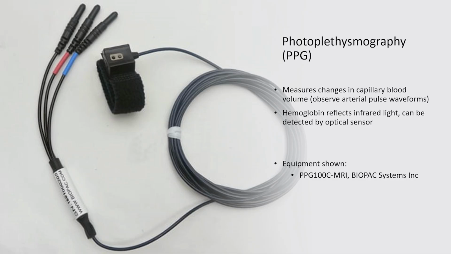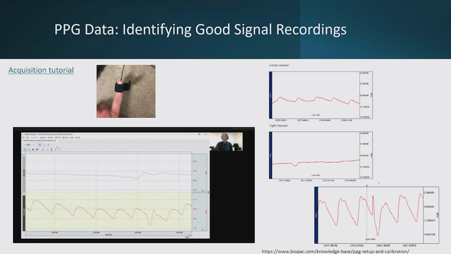And then the second thing I'll talk about is the PPG. So this is an example, again, of the BioPac system's PPG. This is going to measure your changes in capillary blood volume, and it's observing your arterial pulse waveform. Hemoglobin typically reflects off the infrared light sensor that's in that little black wrap that you see, and there's an optical sensor in there that is able to look at the different kinds of hemoglobin. What we do with this sensor is we wrap it around the finger.